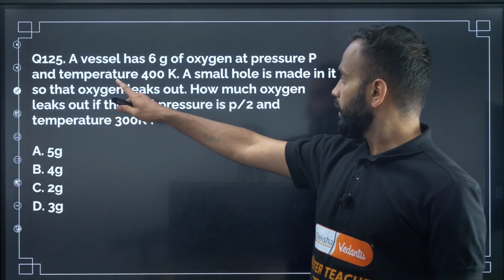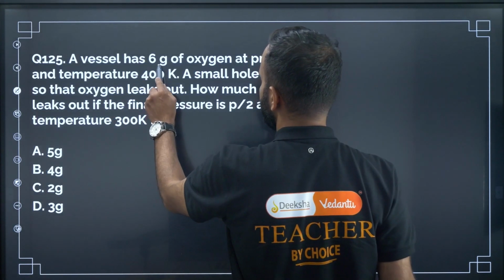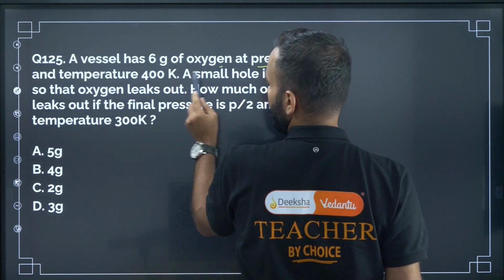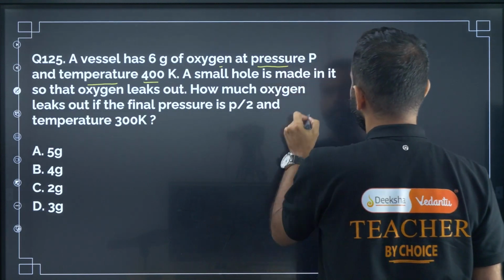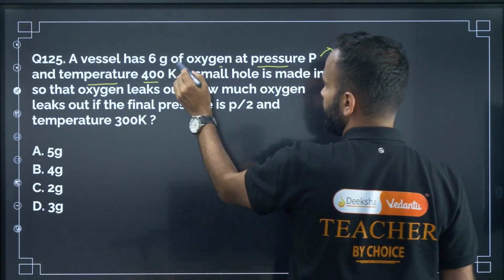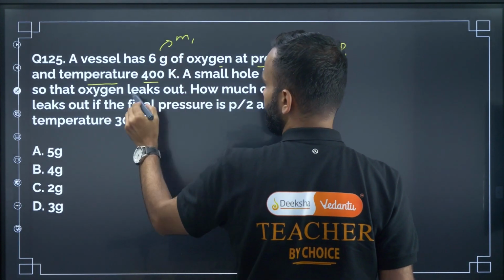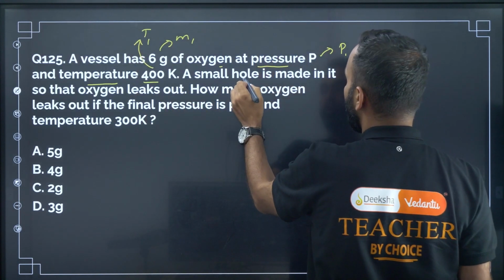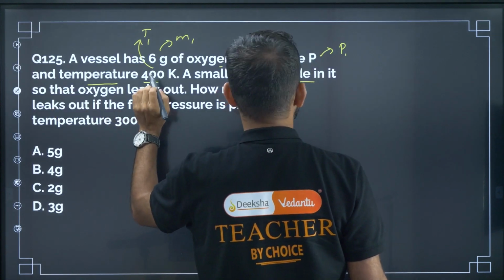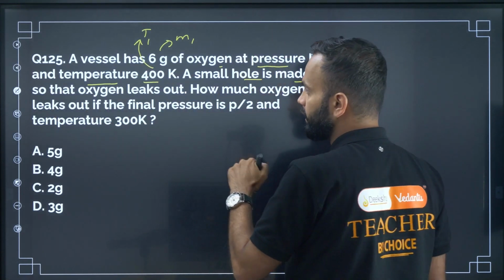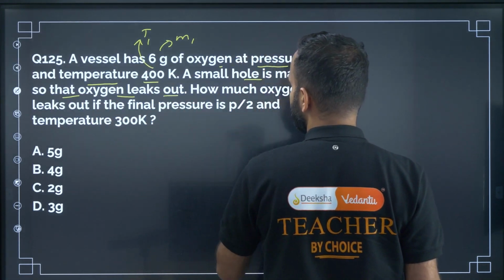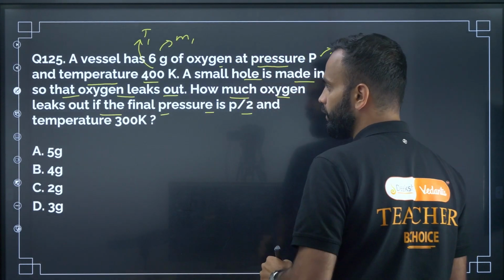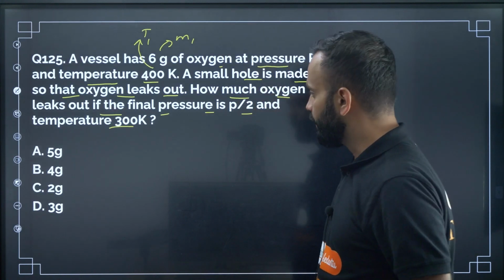Question number 125. A vessel has 6 gram of oxygen at pressure P and temperature 400 Kelvin. Here P1 equal to P, M1 equal to 6 gram and T1 equal to 400 Kelvin. A small hole is made in the vessel, so that oxygen leaks out. How much oxygen leaks out if the final pressure is P/2 and temperature 300 Kelvin?